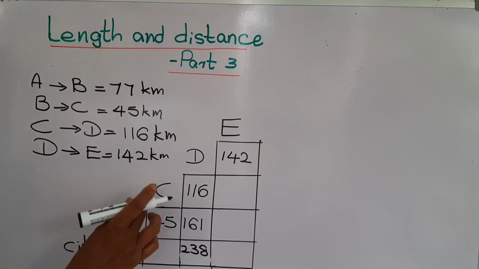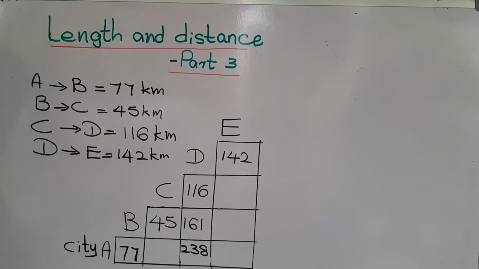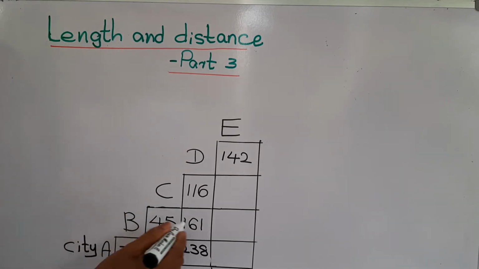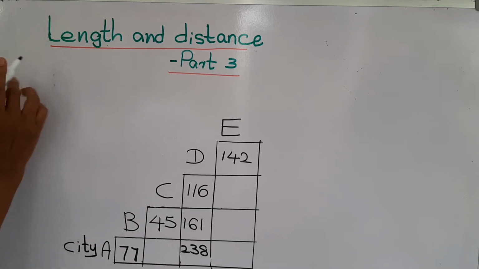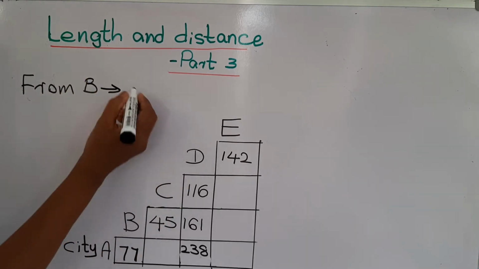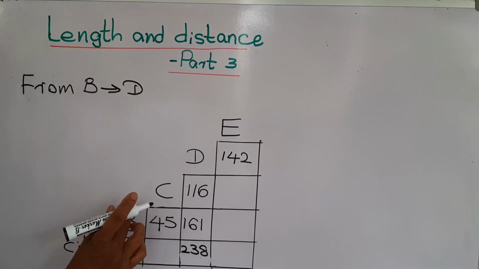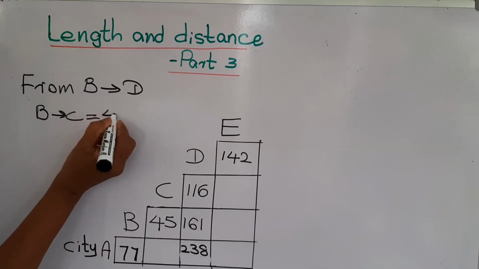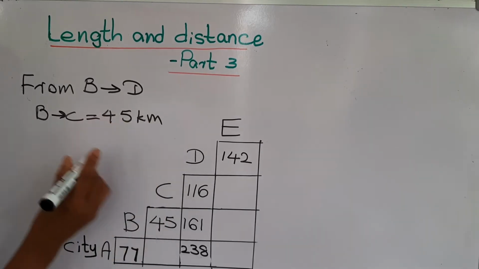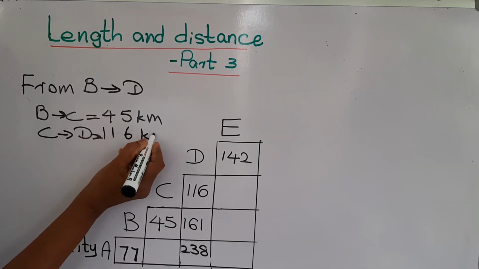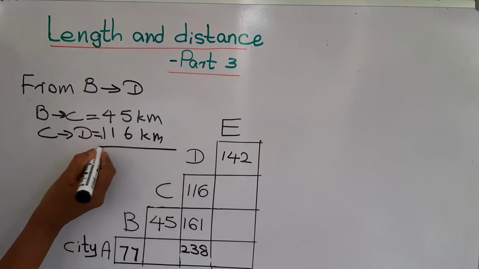Now we are going to find out from city B to city D. What is the distance from city B to city D? We'll find, okay? From city B to city D, that means we have to go from B to C. How many kilometers are there? 45 kilometers. And from C to D, it tells 116 kilometers. Yes. Then how many all together?